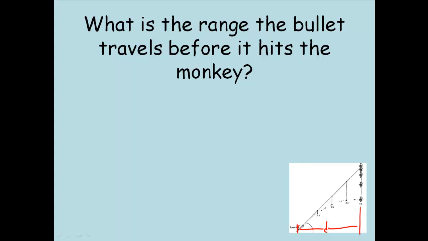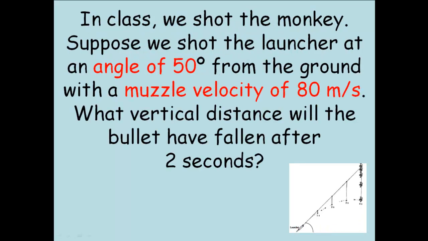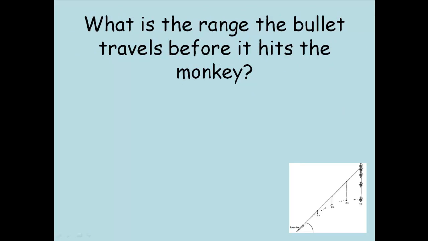Well, to do this, there's a couple of different ways. I'm going to show you the one I want you to use right now. In order to do this, we need to look back at some things said before. It's an angle of 50 degrees and the muzzle velocity of 80. We essentially have something that looks like this. The muzzle velocity of 80 meters per second, and it's 50 degrees from the ground. It looks like a right triangle to me with vectors.